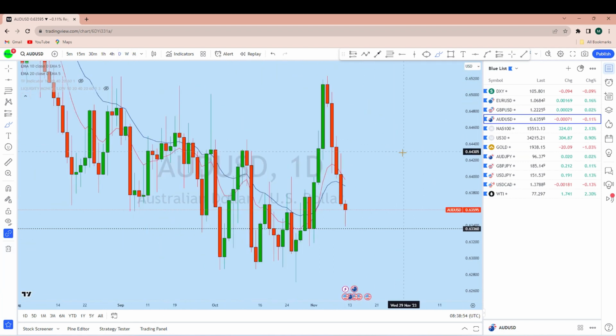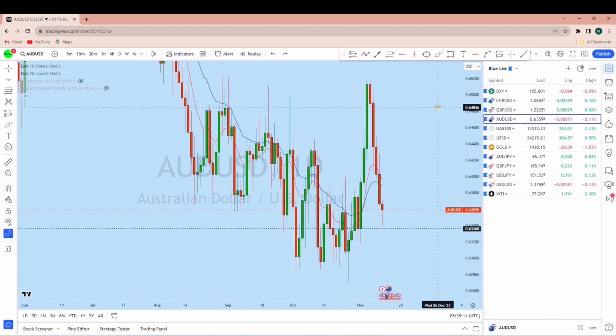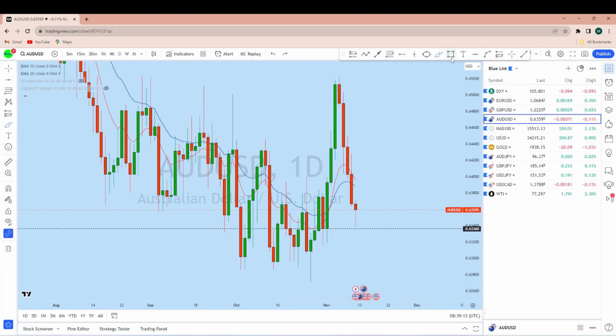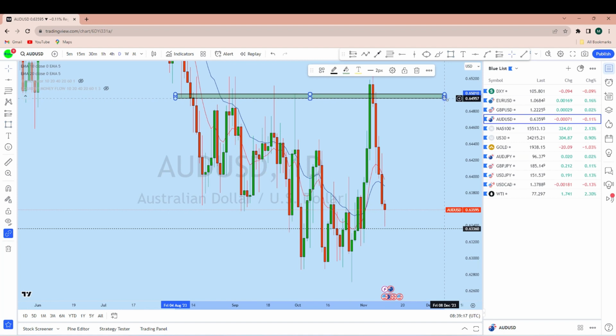Now from the daily time frame on AUDUSD, we can see that there was a strong bullish move followed by a straight move back to the support level, and I think that from the daily we can expect AUDUSD to go ahead and retest this level, and with that move we can expect AUDUSD to go ahead and test this resistance level.